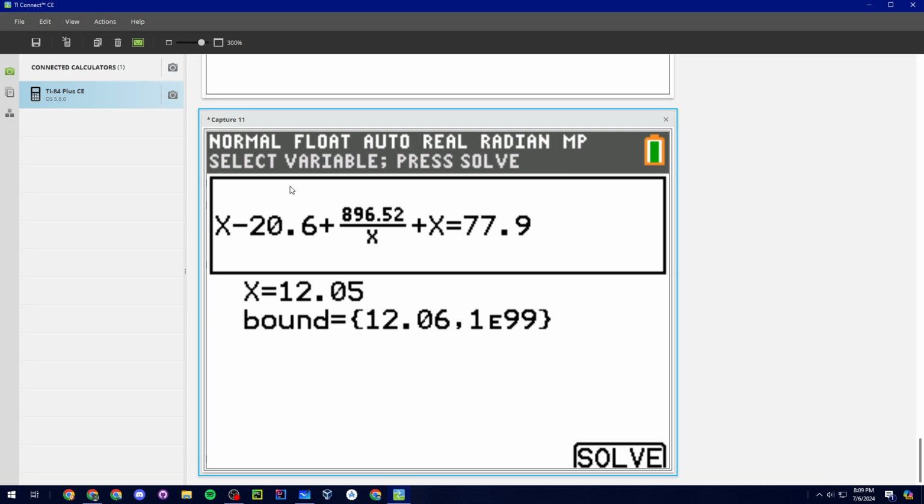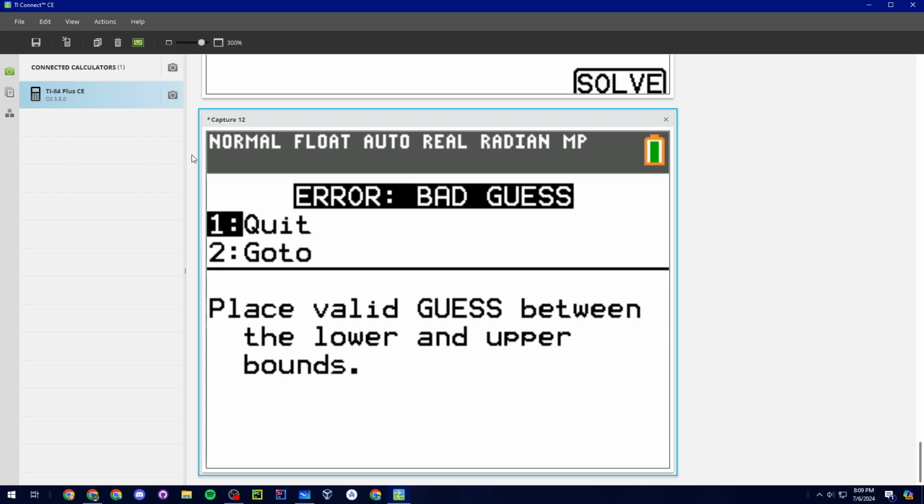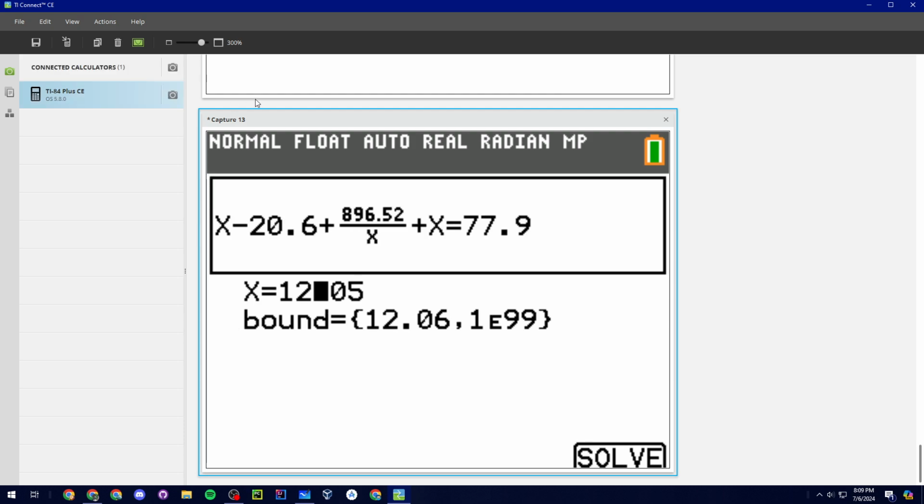If you get bad guess, it's the menu that looks like this. Click go to, and that's because your X value here needs to be in the interval. So just change it to like 0.061, or something like that. And I'm going to click solve again, and I will get another answer, 37.2.